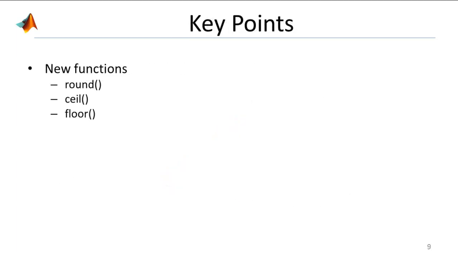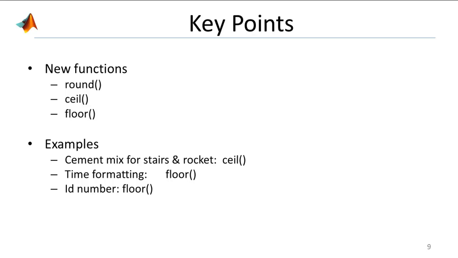Alright, so let's conclude. The key points of this lesson are 3 new functions: round, ceil, and floor. Round is with respect to 0.5, the other 2 are toward positive or negative infinity. We used a lot of examples here. The cement mix for the stairs as well as the rocket used ceil. The time formatting used floor, and the ID number is floor as well.